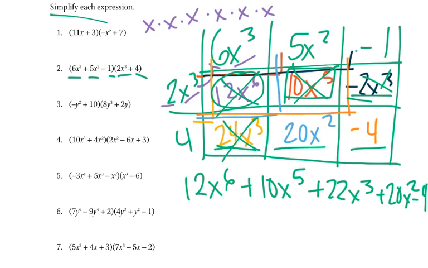And there's my simplified version. Notice I put my powers in order. How many terms are there? 1, 2, 3, 4, 5. Okay, in my polynomial, what's the degree? Degree of 6. Can I simplify it further? Not unless I know what x is.